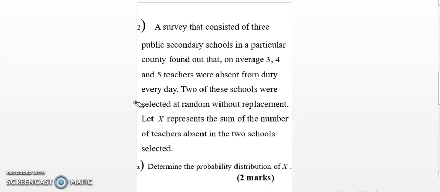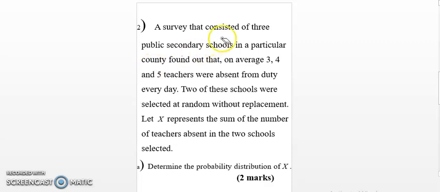Let's deal with it. A survey that consisted of 3 public secondary schools in a particular county found out that on average 3, 4, and 5 teachers were absent from duty every day. 2 of these schools were selected at random without replacement. Let X represent the sum of the number of teachers absent in the 2 schools selected. We are to determine the probability distribution of X.